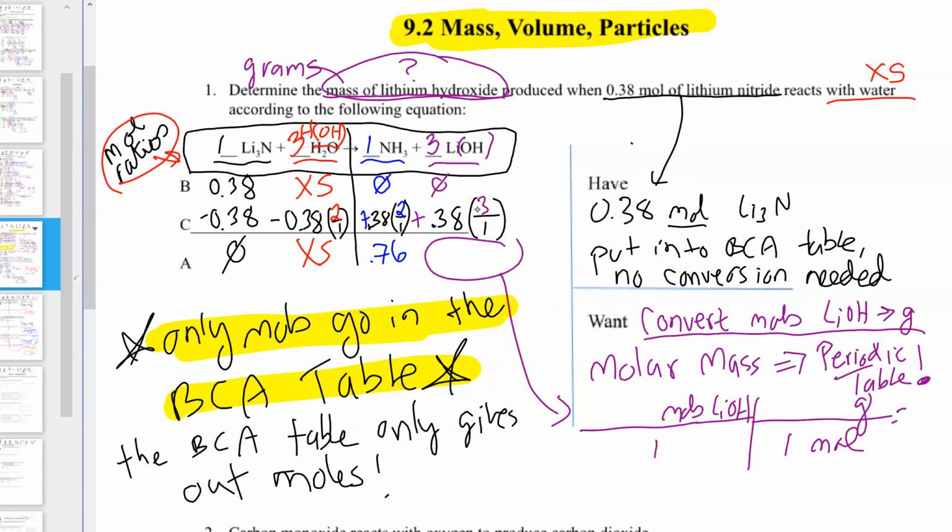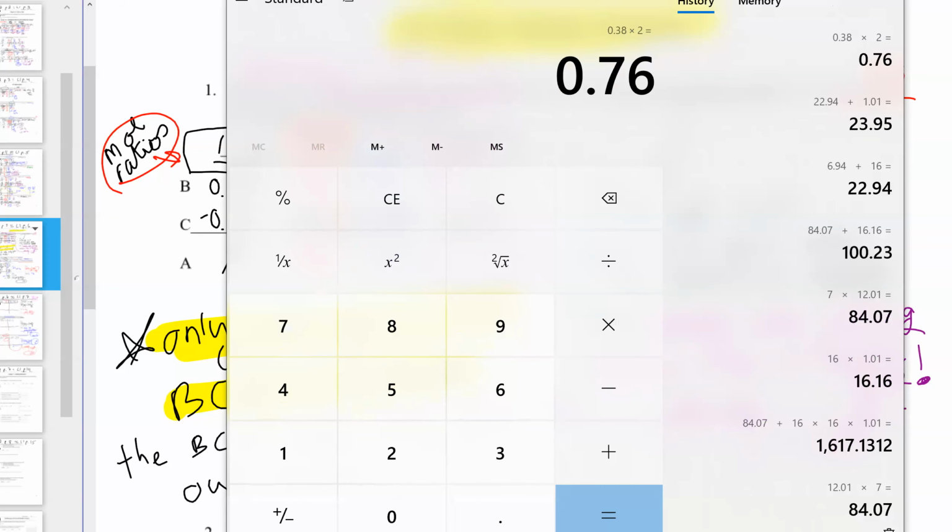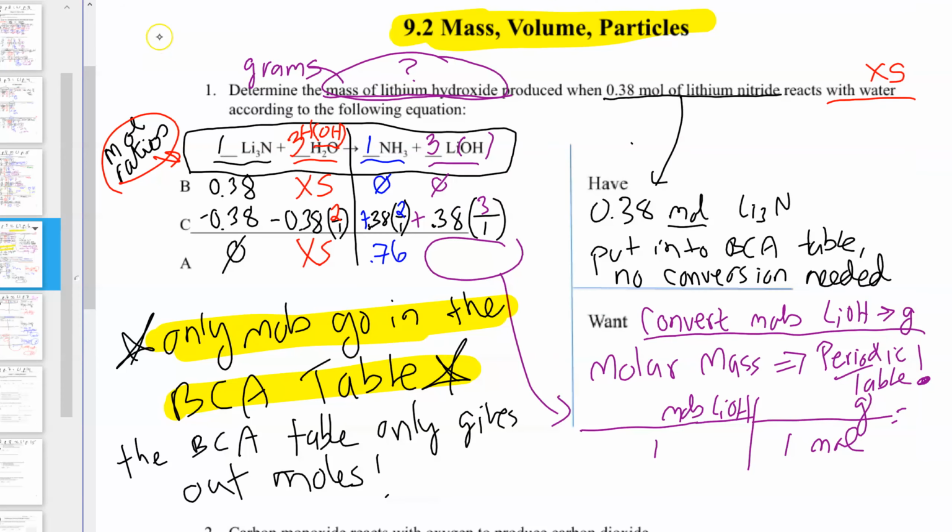Now, how much lithium hydroxide have we created? 0.38 times 3/1, 1.14 moles. Remember, this is moles. We only can get moles out of the BCA table. Did they want moles? No, they wanted the mass in grams. So we have to do a little bit more work on that one.